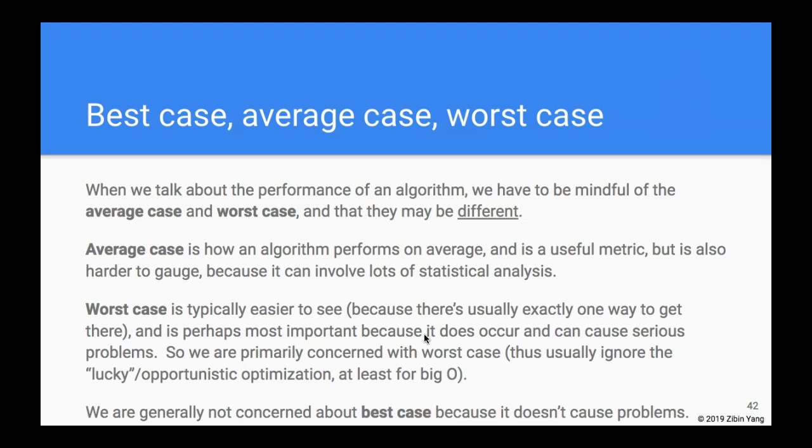The average case is how the algorithm performs on average, by definition. It's a very useful metric, but it's also kind of hard to gauge because, like I said, it could involve a lot of statistics. And if you've done statistics before, it's a fairly complex branch of math. Also, we have to know about the worst case, and the worst case is usually easier to see because there's really just one way, most of the time, to get to the worst case.